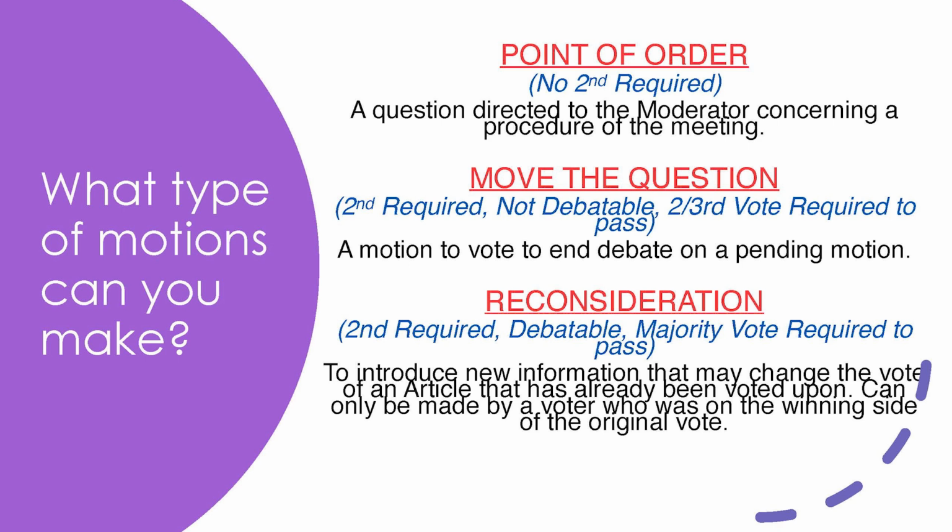Moving the question, that's an important one. Many times we'll have debates on certain articles, go round and round and round, and people are ready to vote on it. So somebody would get up and say, I move the question. That does need a second from the voters, and that is a 2/3 vote. So we would have a 2/3 vote just to move the question, then we would take the vote on the article.